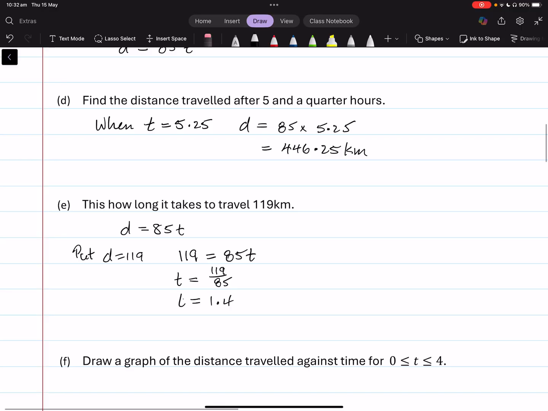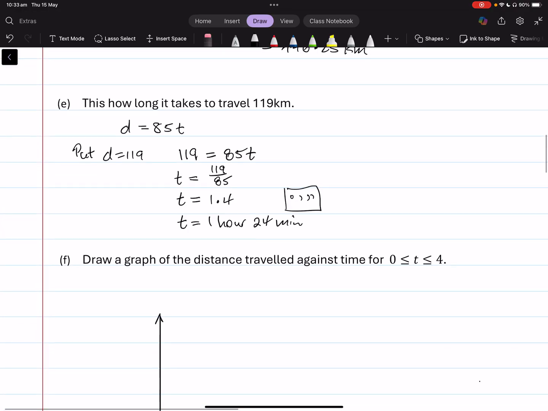You could leave it as a fraction. But what's nice is if you hit your degrees, minutes, seconds button on the calculator, that will tell you that it's 1 hour and 24 minutes. It converts it to hours and minutes, just like it did when we were doing trigonometry.